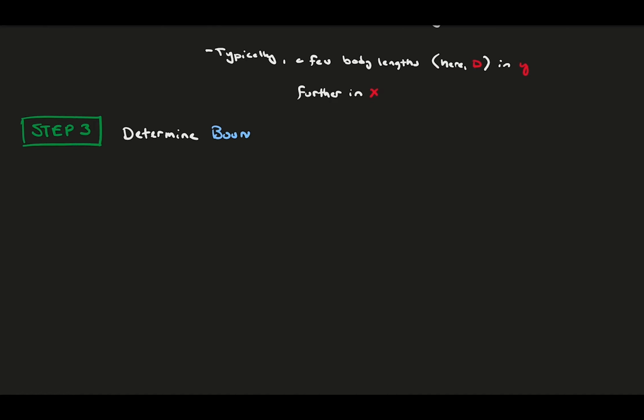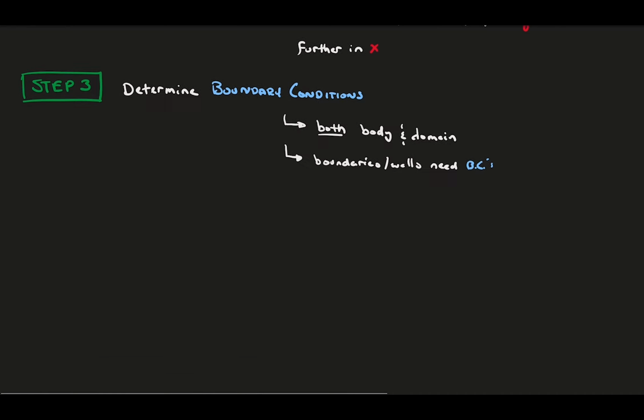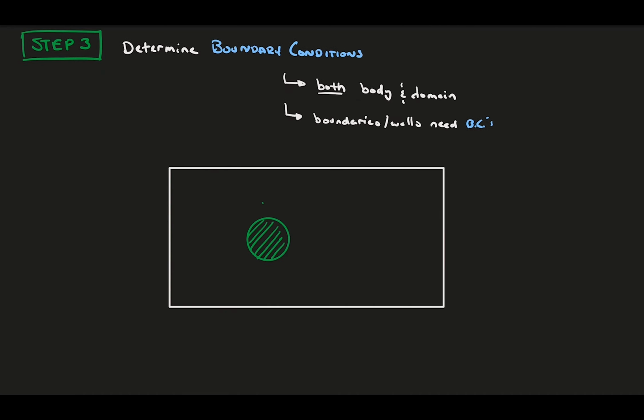In the next step, we need to define our boundary conditions. Here we consider both the boundaries of the objects under consideration, in this case the cylinder, and the boundaries of our computational domain. Every boundary and wall should have some sort of boundary condition. Here, we draw our cylinder and the domain with common boundary conditions. First, the left boundary of the domain is where we give our inflow condition, or we set the free stream velocity. Here we have a parallel, steady flow with velocity u infinity.